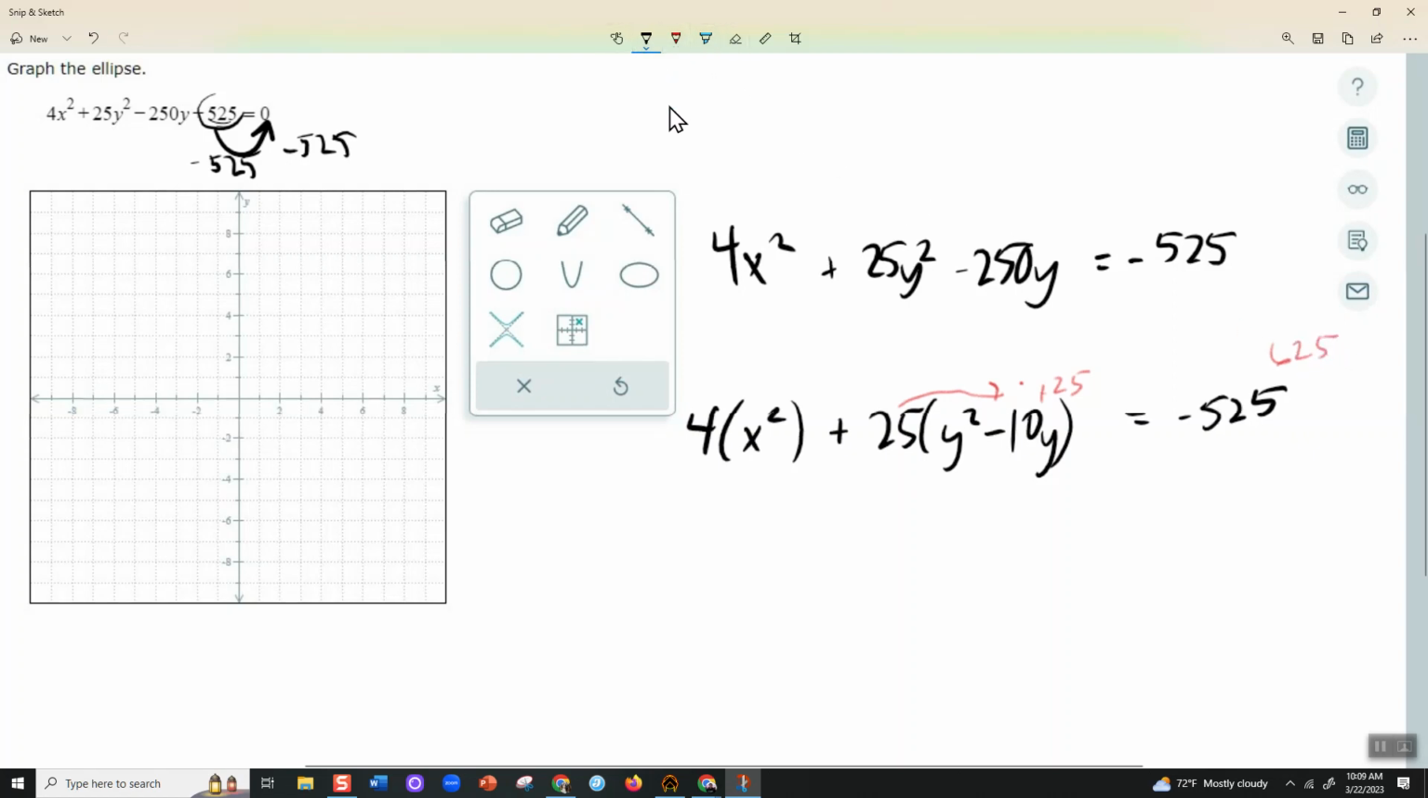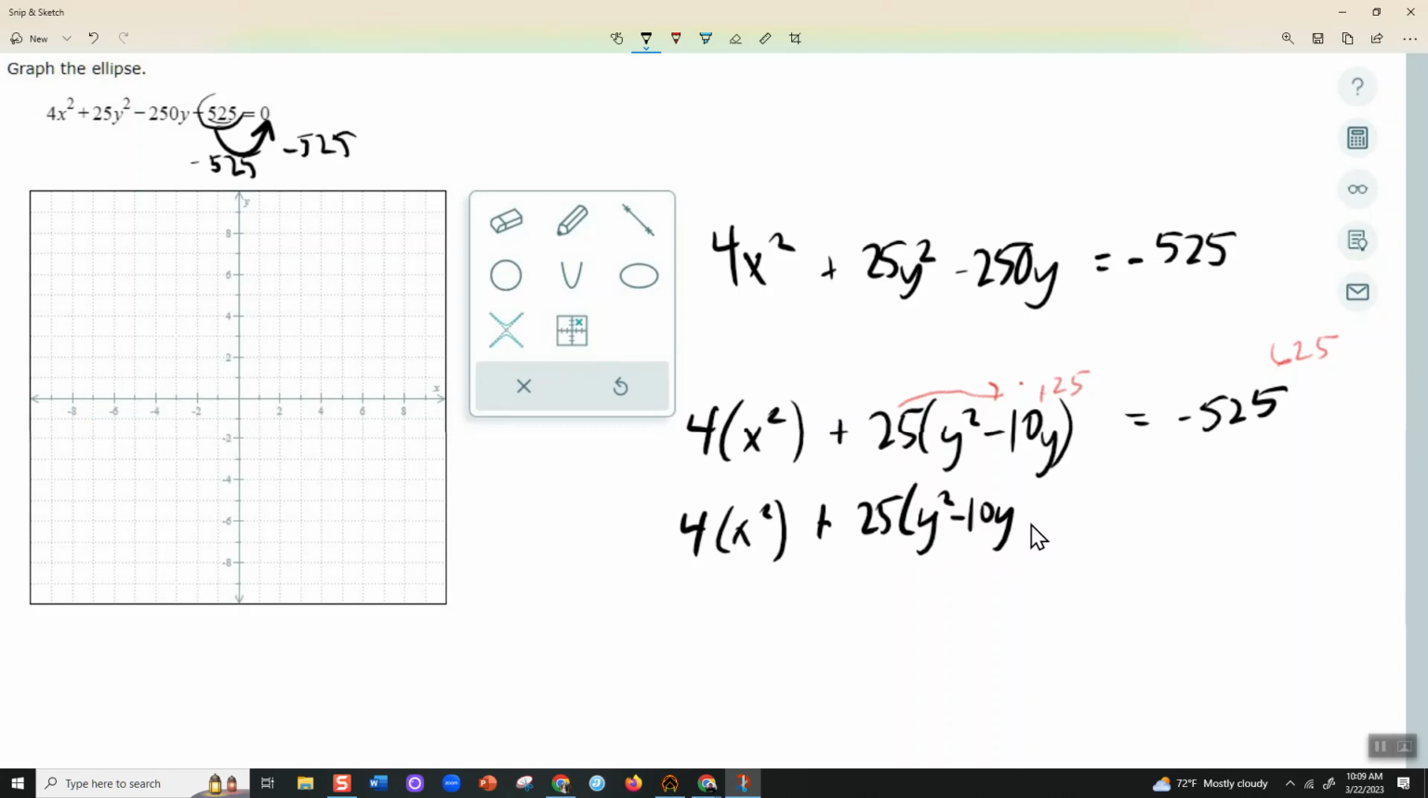That gives me 4 times x squared plus 25 times y squared minus 10y plus 25 in parentheses equals 625 minus 525 is 100. Okay, now I'm going to divide both sides by 100, and I'm going to rewrite this trinomial as a perfect square.